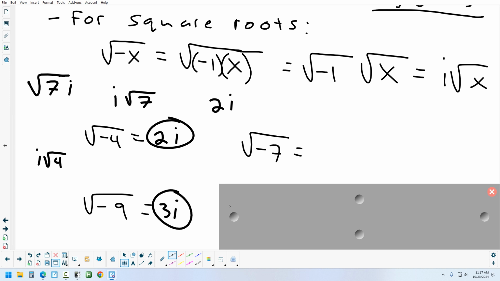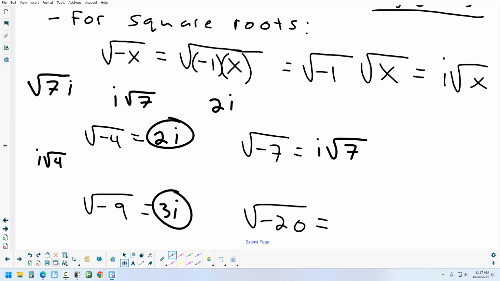All right. How about the square root of negative 7? I times what? Square root of 7. Yep. So that 7's a prime number. You can't simplify the square root. So all you can do is bring the negative out in front.